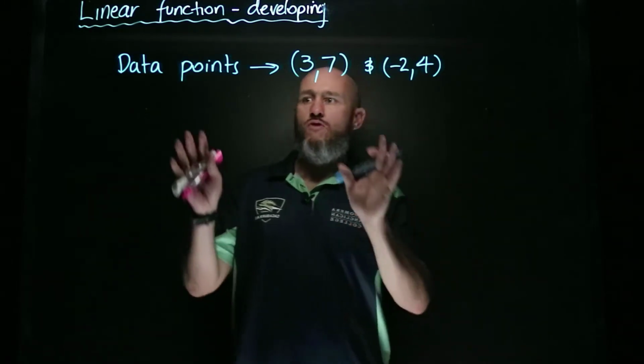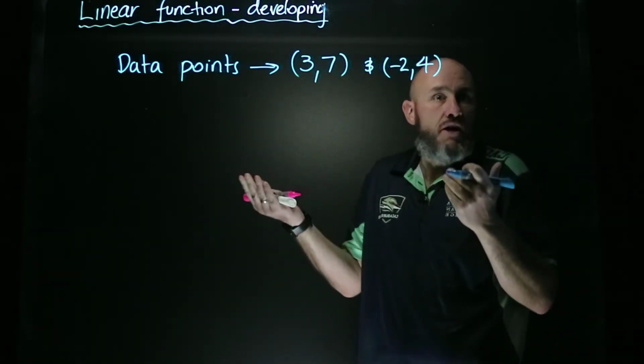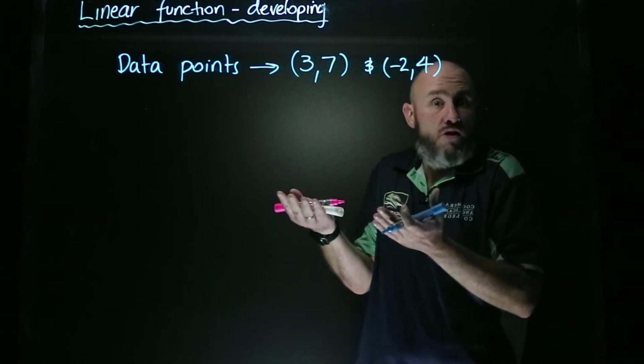Okay, so here's an example where I've got my two data points. They're known. I don't have a graph. I don't know my y-intercept. I don't know my gradient. I want to know the function.